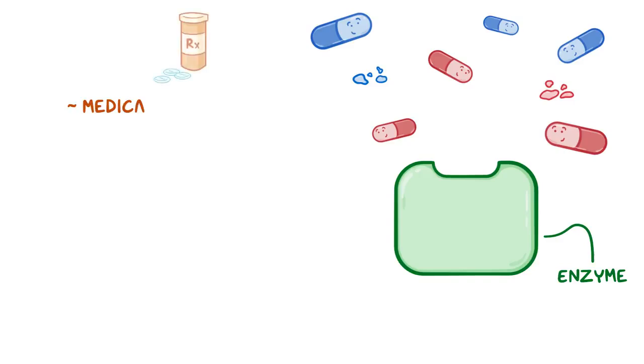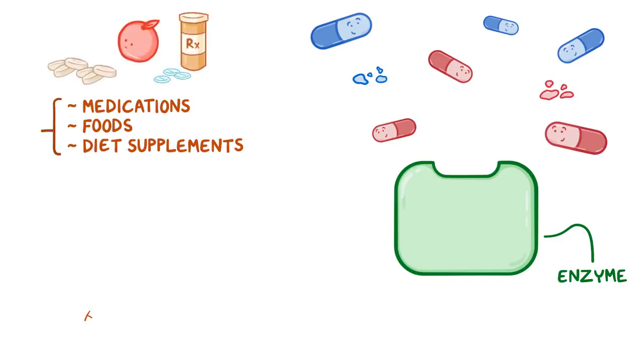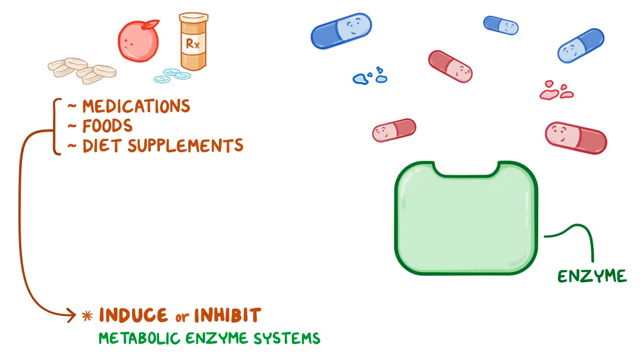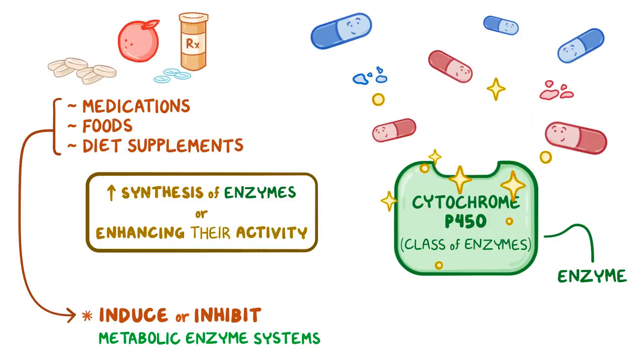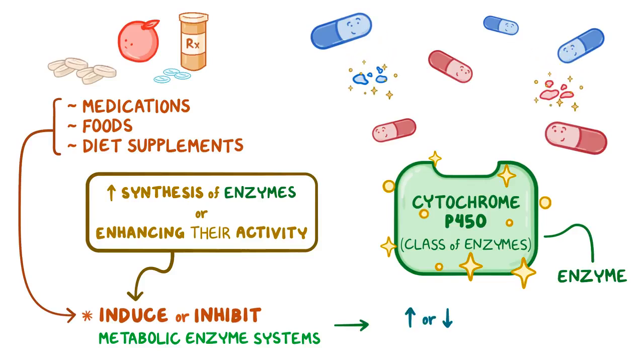In other cases, medications, food, and even diet supplements might induce or inhibit metabolic enzyme systems, particularly the cytochrome P450. This could be done by either increasing the synthesis of these enzymes or enhancing their activity so they metabolize more quickly. Since these enzymes are involved in either activating or inactivating multiple medications, inducing or inhibiting one of them could potentially increase or decrease the activity of multiple medications. In other words, there are tons of possible interactions and combinations for each enzyme and medication.